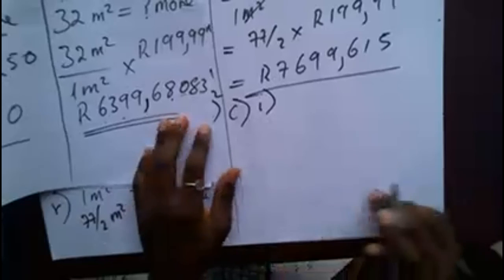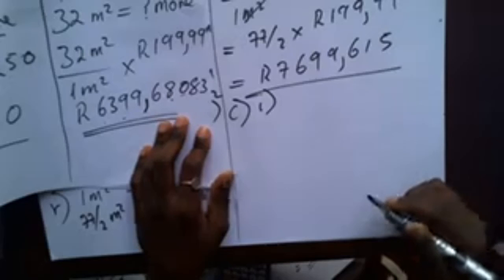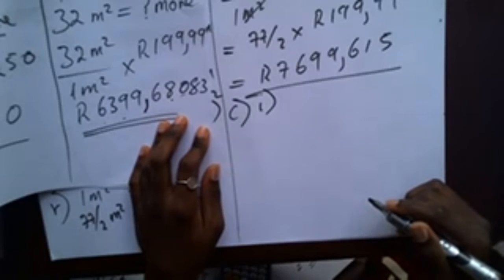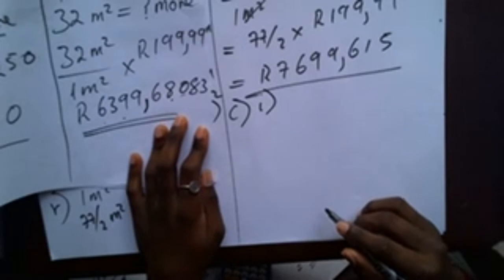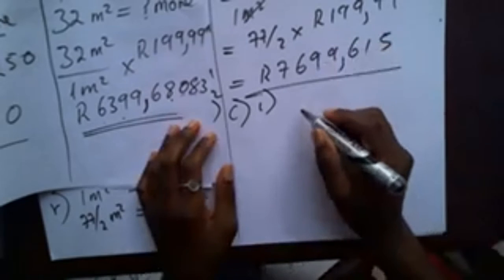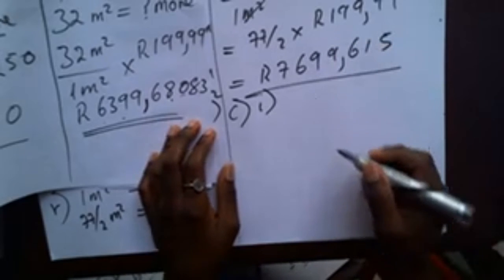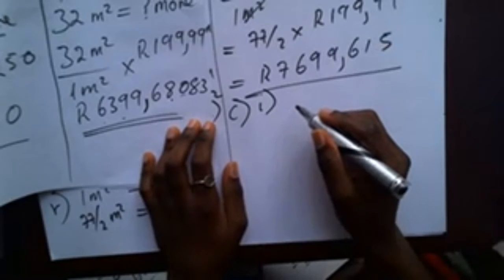Okay, let's look at the shape. This is the shape that we have. I'm going to calculate the perimeter, so I'm going to determine the length of the fence needed. What is the length of the fence needed?